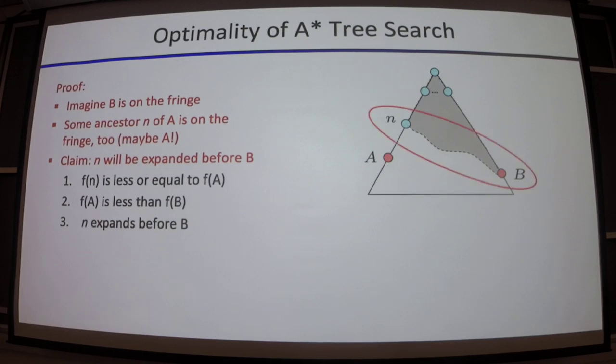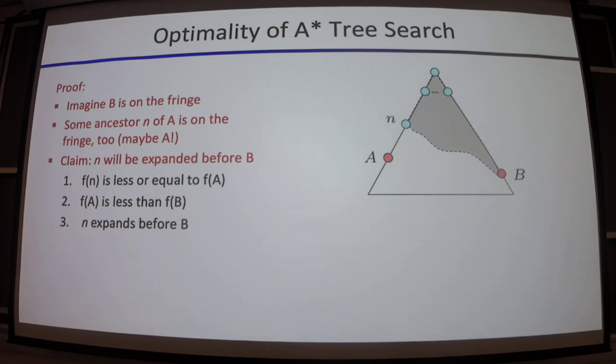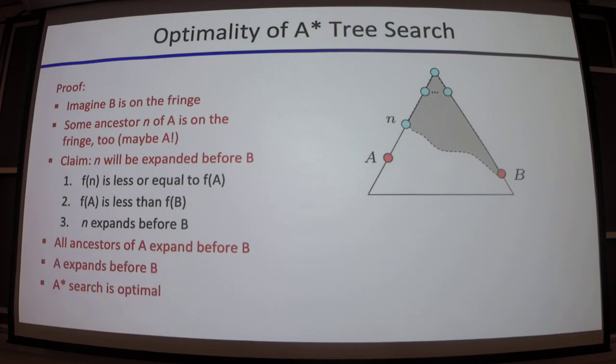That means that N is going to expand before B does, because F of N is less than or equal to F of A by our first point, and strictly less than F of B, and this F value is what gets expanded. So if N is in the priority queue and B's in the priority queue, and F of N is strictly less than F of B, N will get expanded before B does, right? But I didn't make any claims about N other than that it was an ancestor of A. So I can make this argument for every ancestor of A, at which point we will expand the direct parent of A, put A on the tree, and then A, because its F value is less than B's F value, will get expanded before B does. All ancestors of A get expanded before B, A gets expanded before B, so A star is optimal in the admissible case.